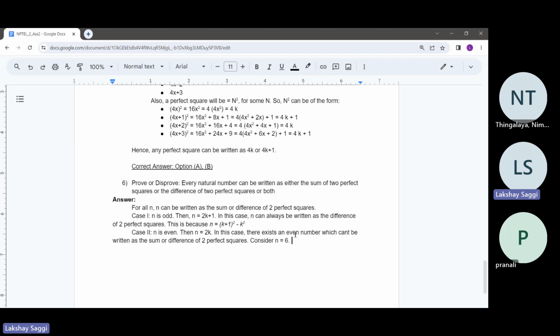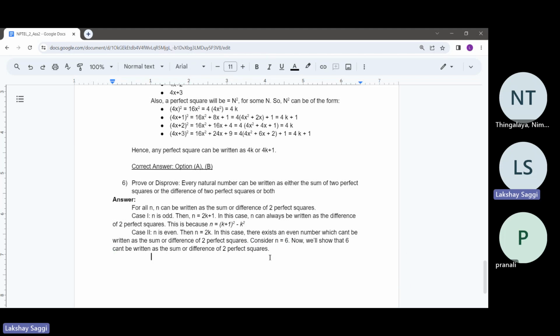So you can easily verify that. My claim here would be, let's say, consider the number n equals 6. So it's an even number. And now what I'll try to show is that 6 can't be written as sum or difference of two perfect squares. So we'll show that 6 can't be written as the sum, and it can't be written as the difference also of two perfect squares.